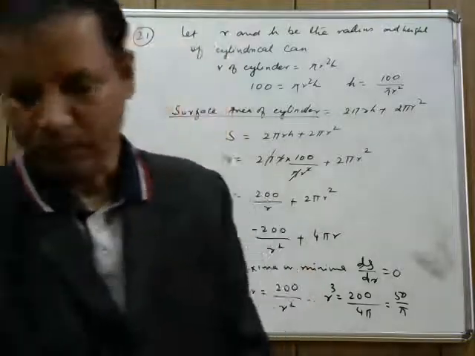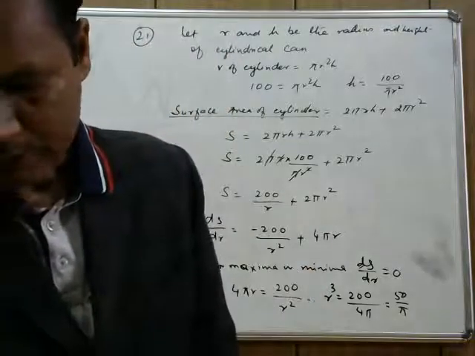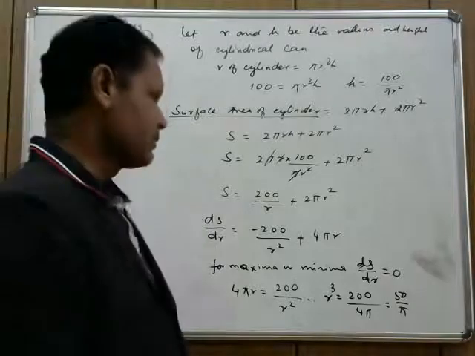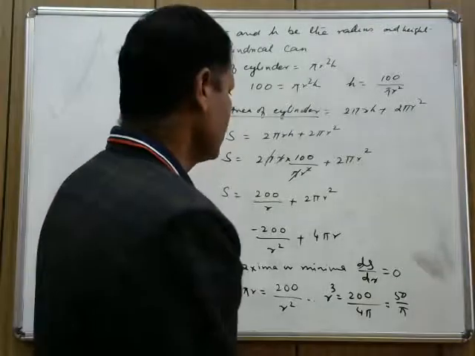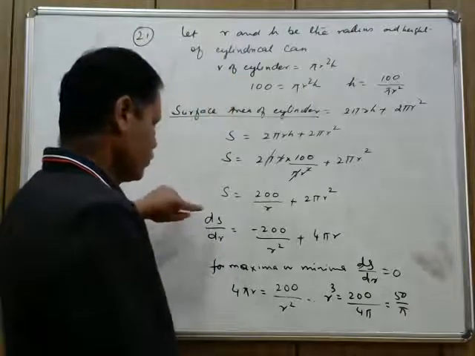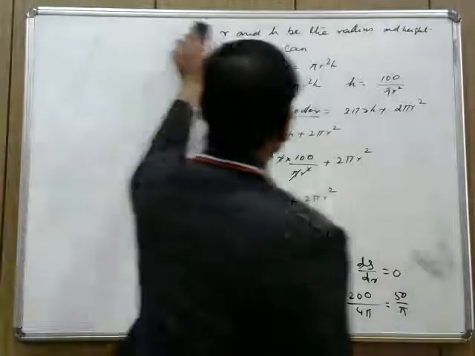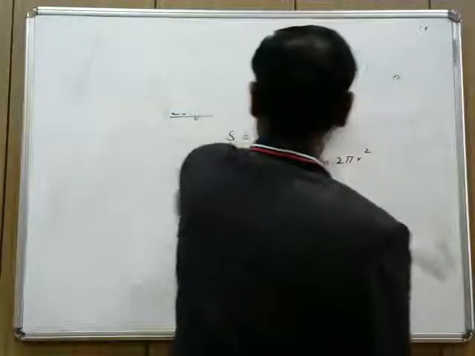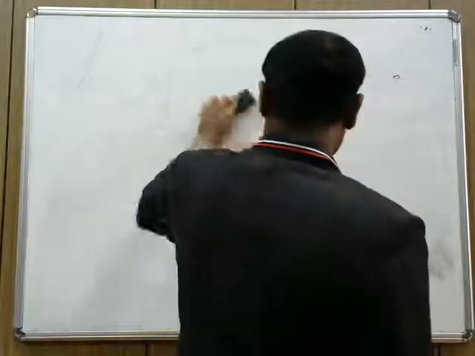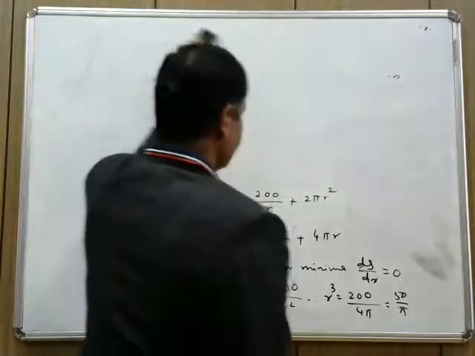It is given that the surface area is minimum. That I am going to prove when I go for the second derivative, d square S by dr square. Okay. Now here we have ds by dr.